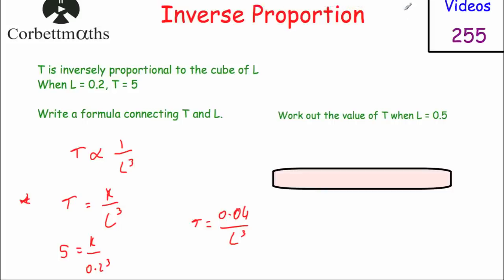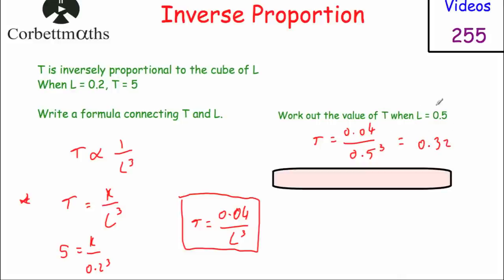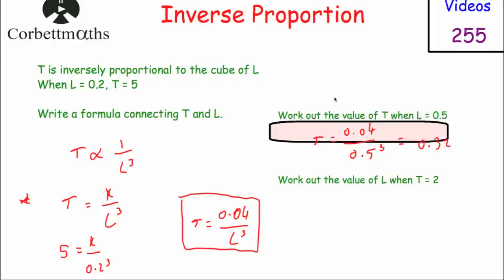Next, we're asked to work out the value of t whenever l is equal to 0.5. So that means that t is equal to 0.04 divided by 0.5 cubed. And when we work that out, we get t is equal to 0.32. So we substituted our value for l, our 0.5, into our formula, and we find that t would be equal to 0.32.